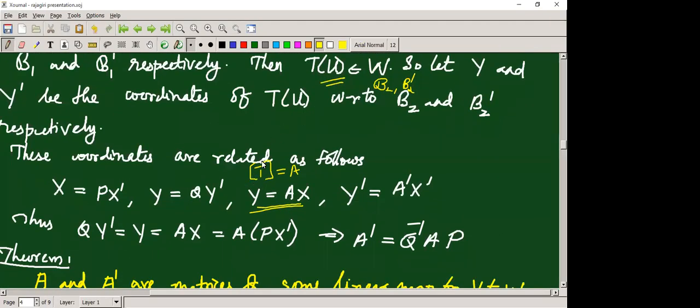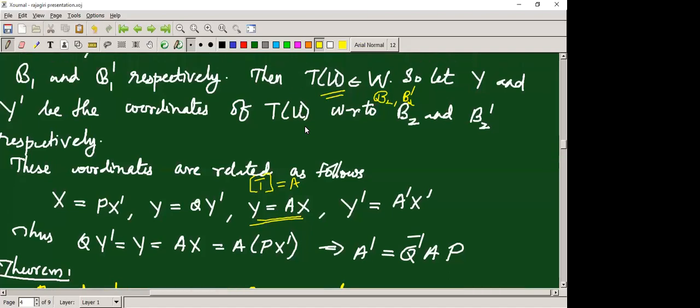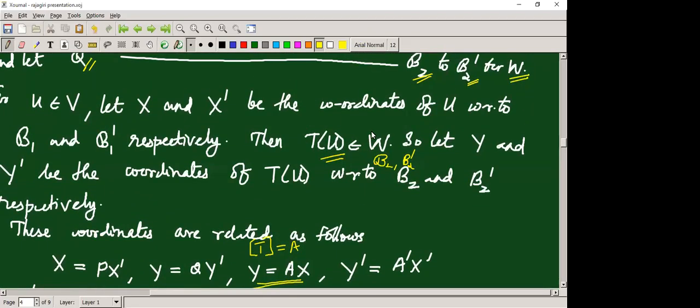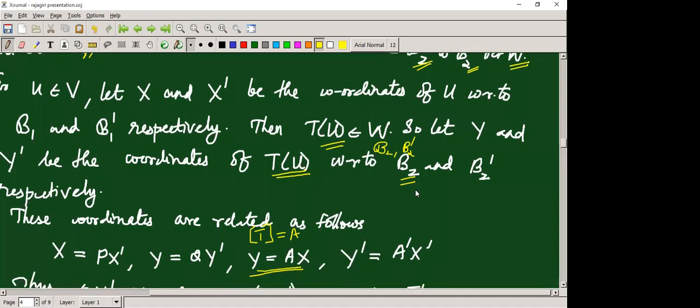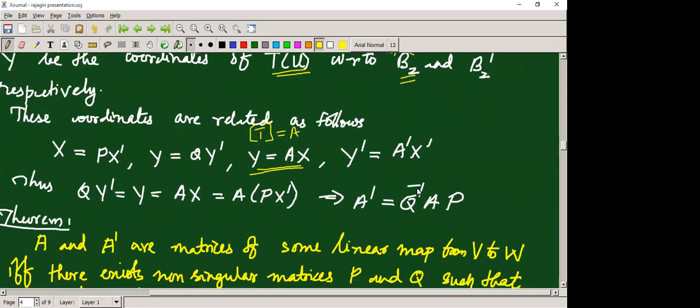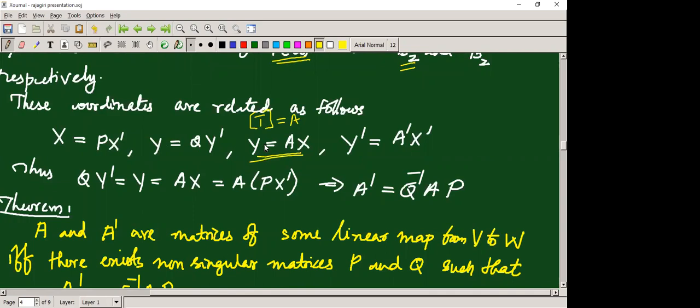So Y is actually the coordinates of TU with respect to B2. Okay, Y is the coordinate of TU with respect to B2. So using linear transformations, you can write that this Y is AX, which is actually the coordinate of TU with respect to B1 and B1 dash actually.